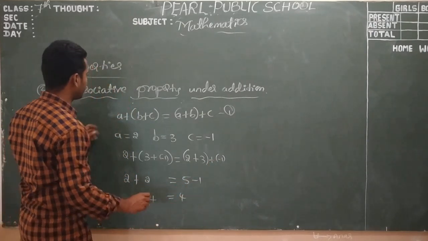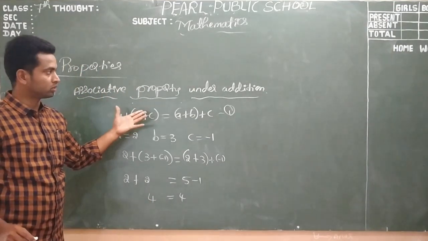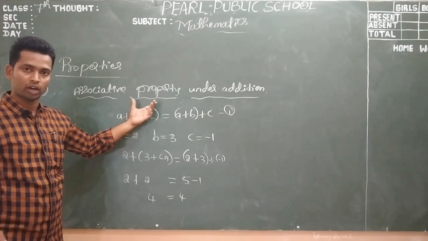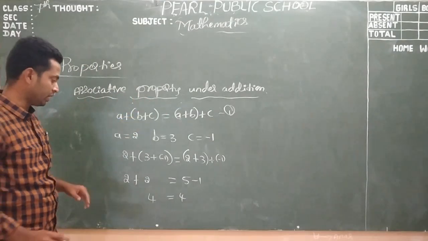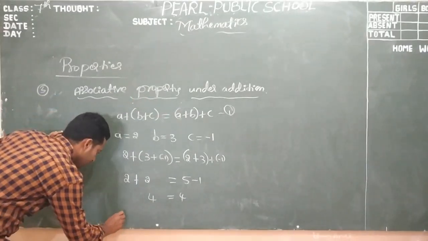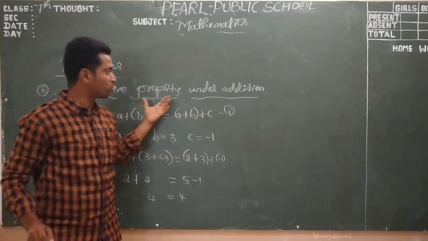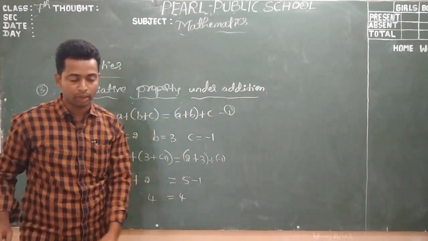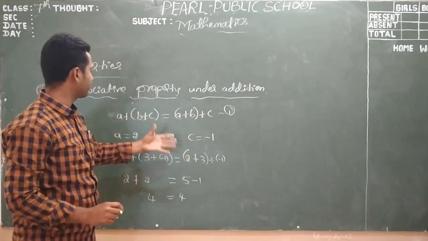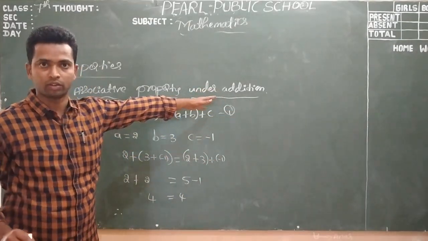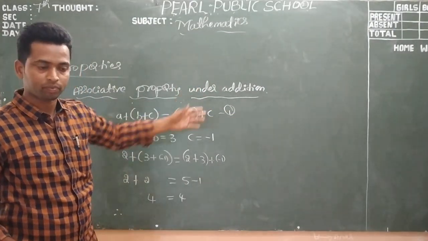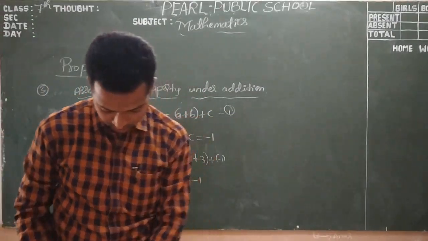So addition is an associative property for the integers. You can write here: hence the associative property holds good under addition. But it is not verified under subtraction. You check it, it does not verify under the subtraction.